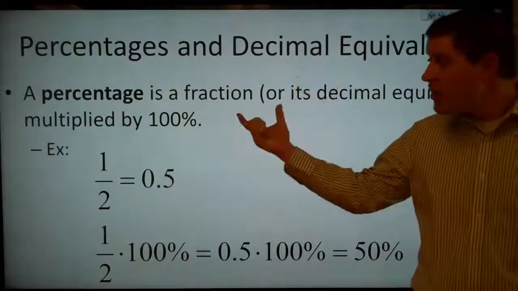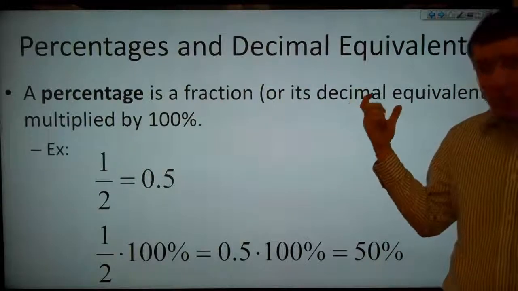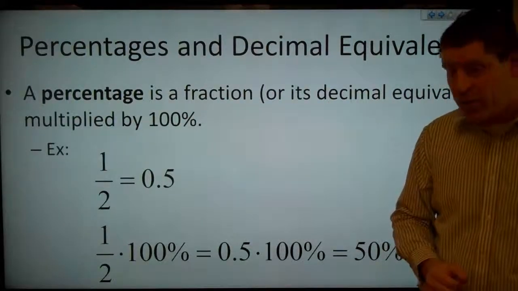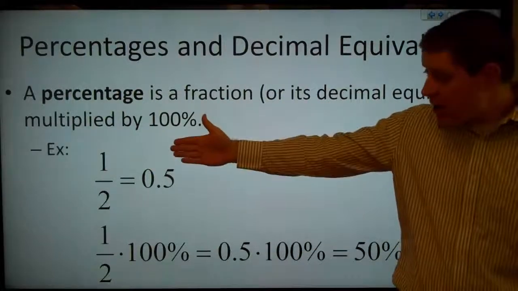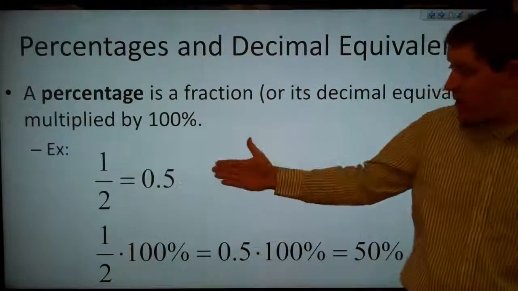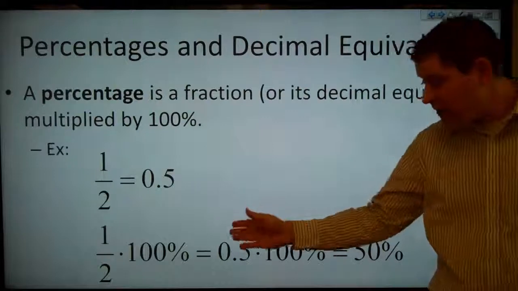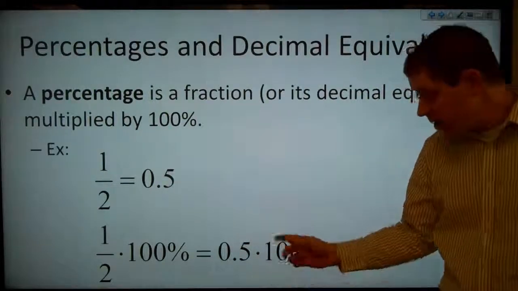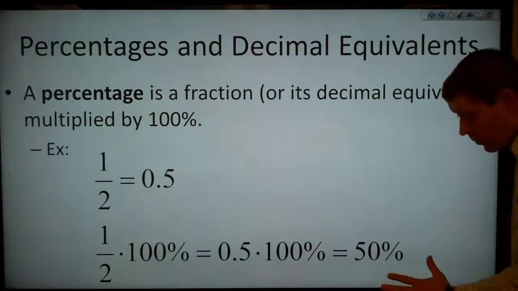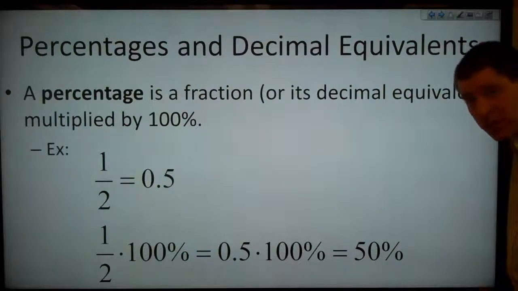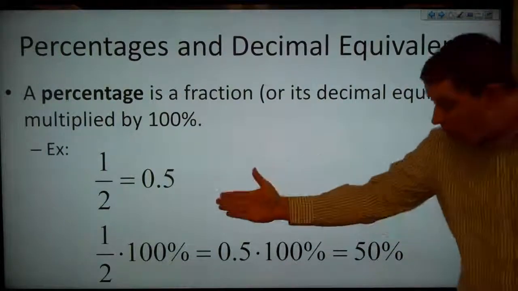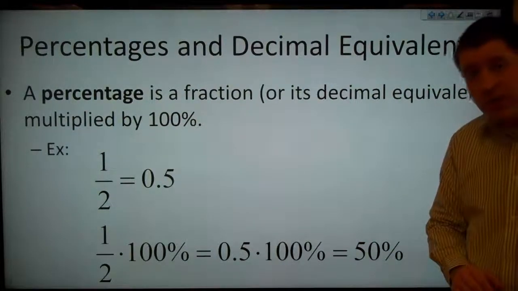So a percentage is a fraction or its decimal equivalent multiplied by 100%. So if our fraction is 1/2, then its decimal equivalent is 0.5, and then 1/2 times 100% is equal to 0.5 times 100%, which is 50%. And this means that 1 is 50% of 2.